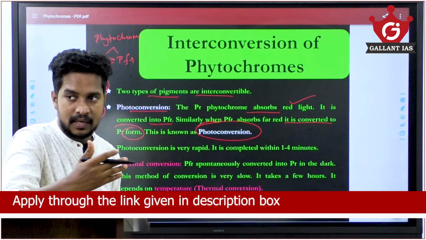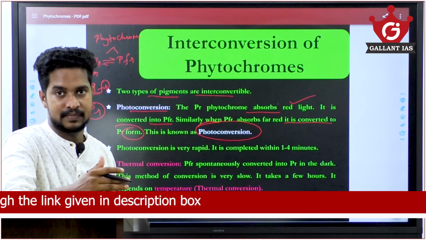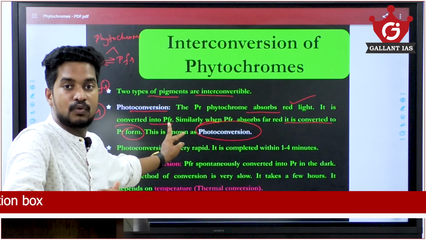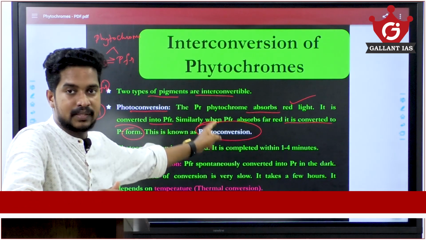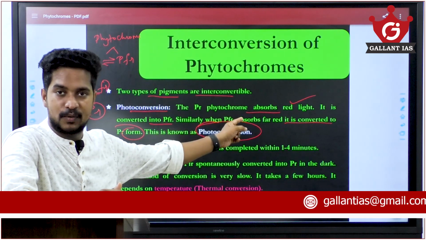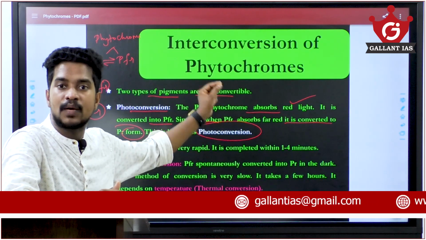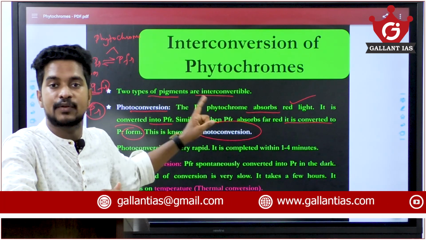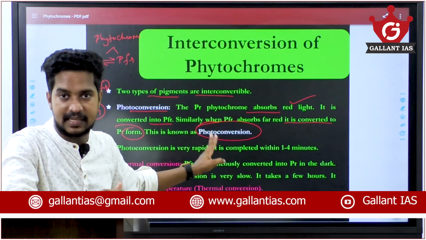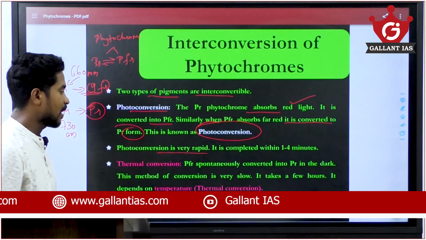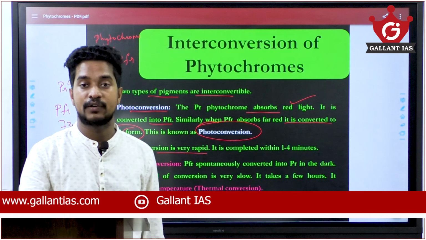Because it depends upon the light, that is why it is called photoconversion. PR absorbs red light and can be converted into the PFR form. Similarly, PFR absorbs far red light and is converted back to the PR form. Hope it's clear. Photoconversion is very rapid. It is completed within 1 to 4 minutes.